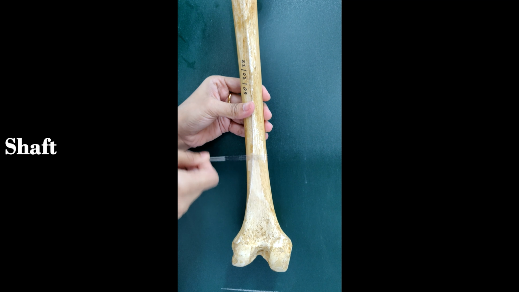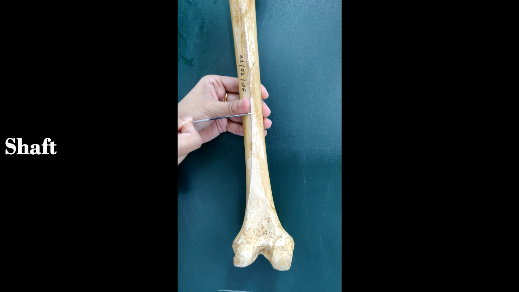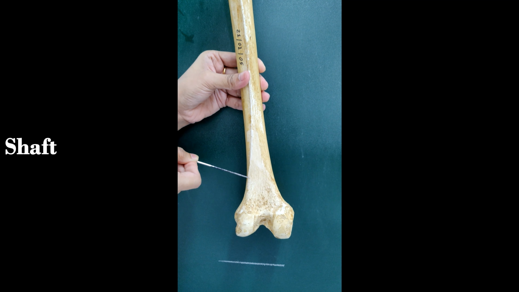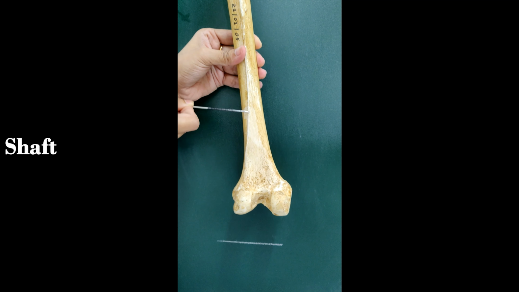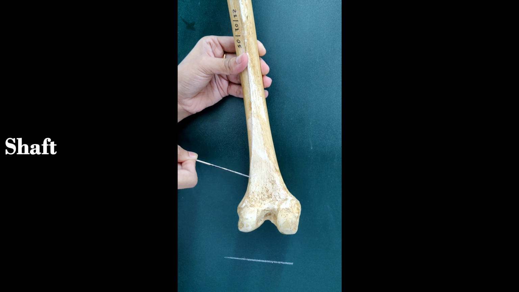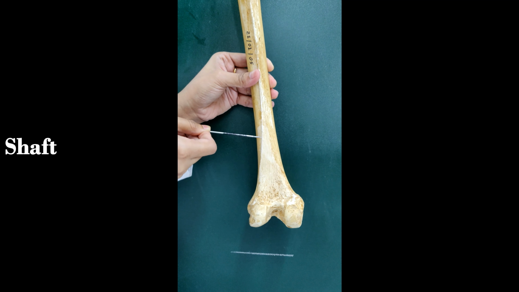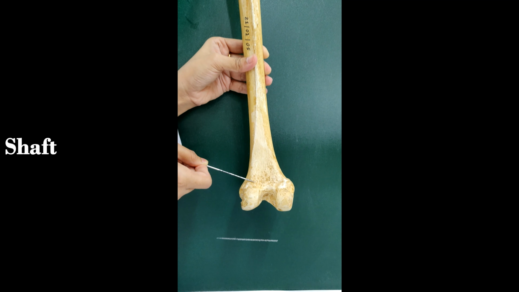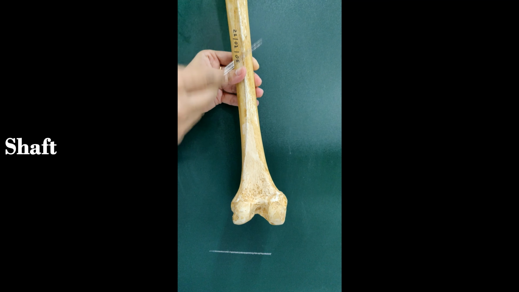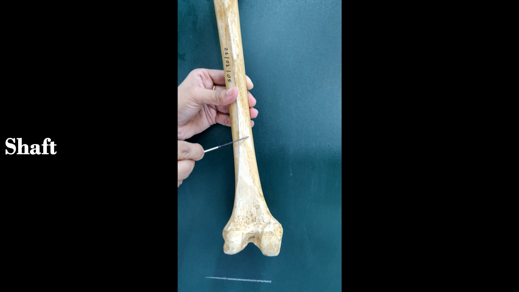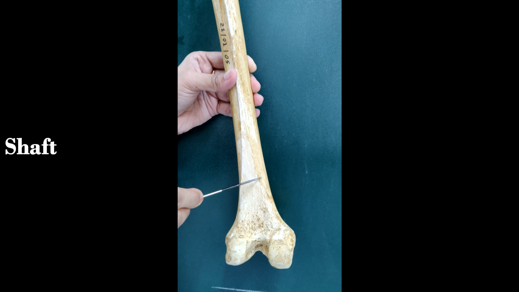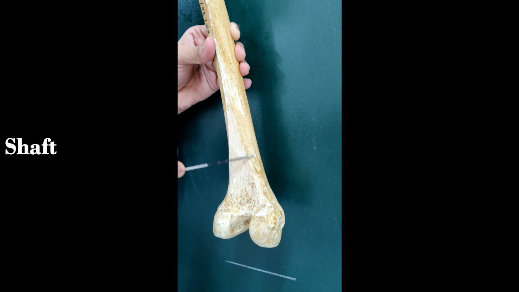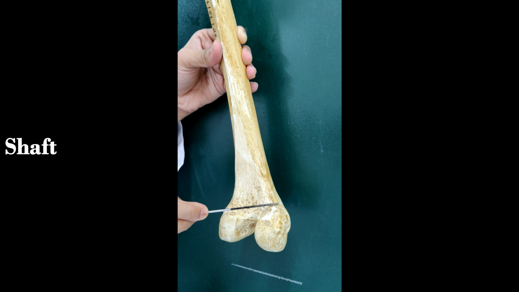Coming to the lower 1/3 of the shaft, here the linea aspera once again diverges. This is the lateral lip of the linea aspera, which is continuous with the lateral supracondylar line or ridge. Here the medial lip of the linea aspera is continuous with the medial supracondylar line.